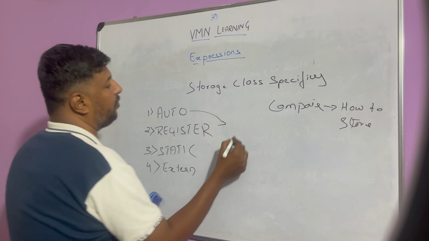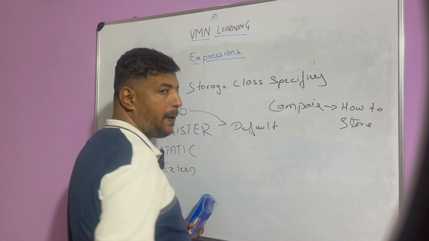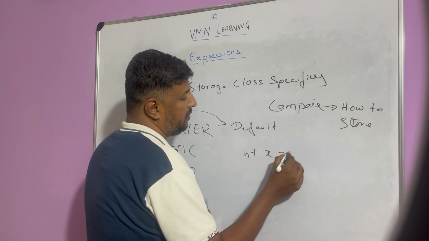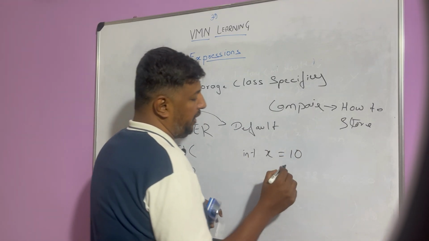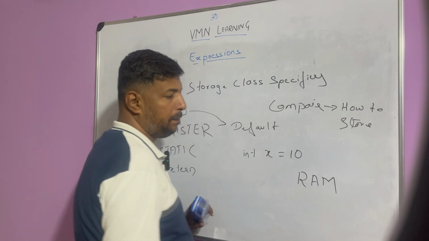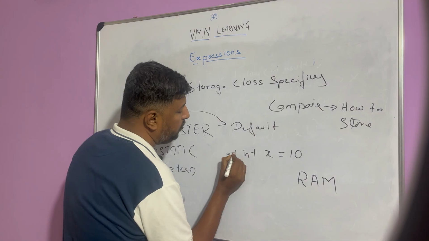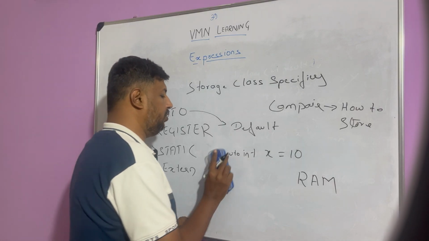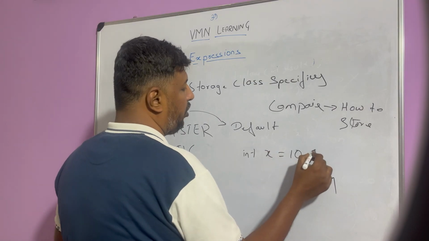Auto is nothing but your default one. Say int x is equal to 10. By default it will be stored in RAM. So the keyword is auto, but as it is the default, we normally ignore this. If it is ignored, then it is by default auto.